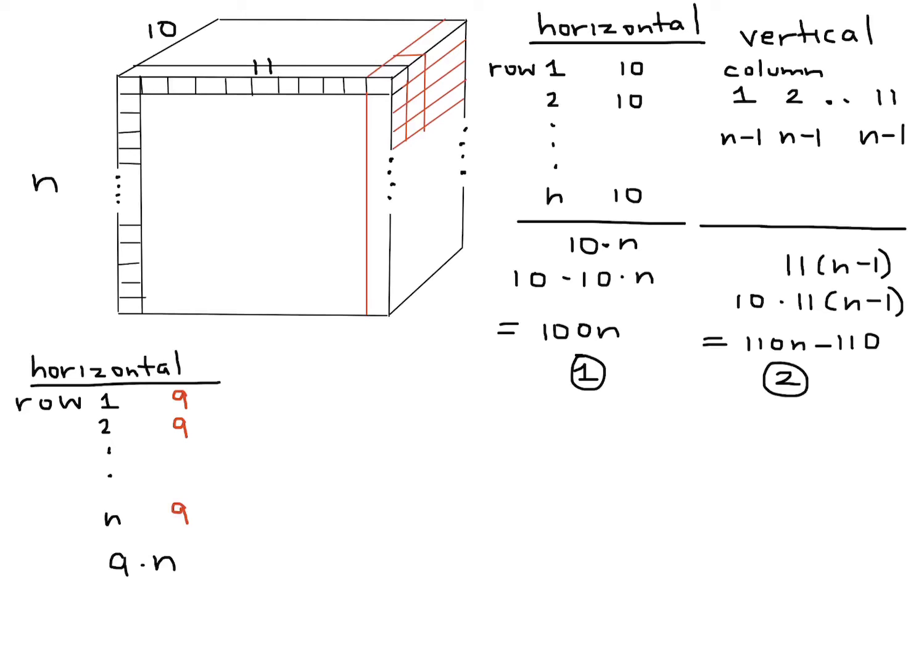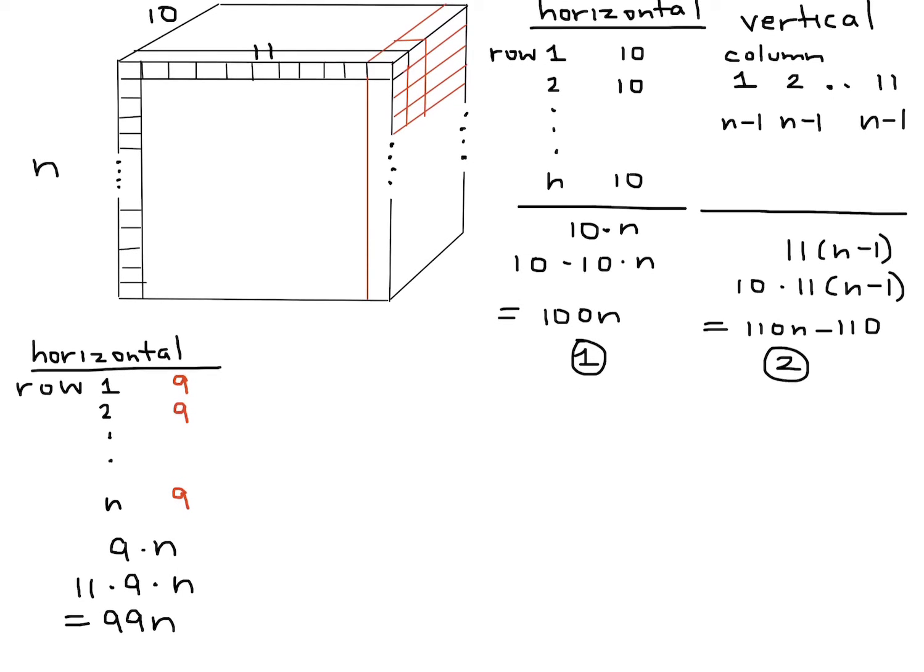But we have to do that for all the slabs. All of these guys. And if you do that, you have to multiply by which number? 11. Correct? So this total becomes 11 times 9 times n. And that is, of course, just 99n. So this one I'll call scenario 3. So far, so good? No problems? You understand it? Let's go with vertical.